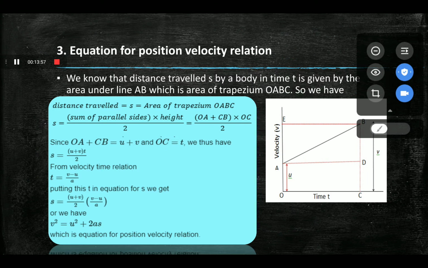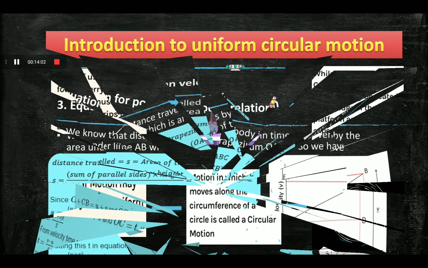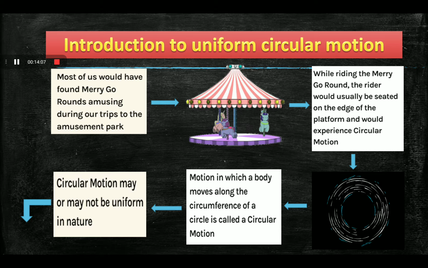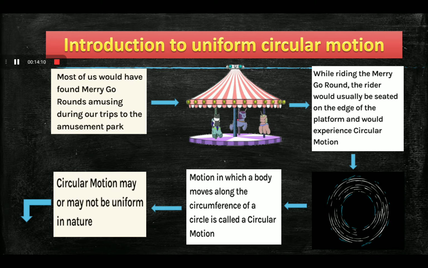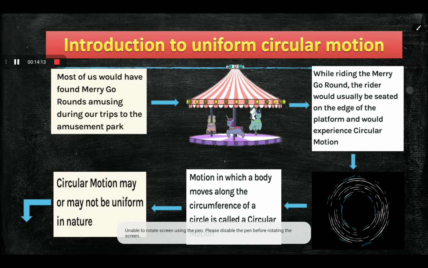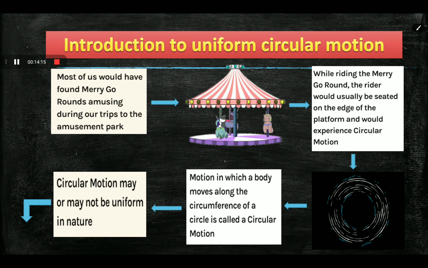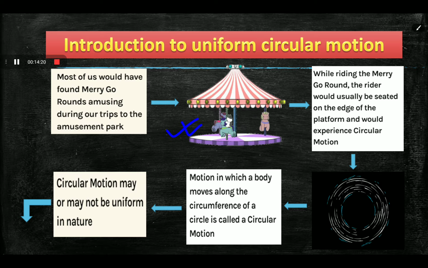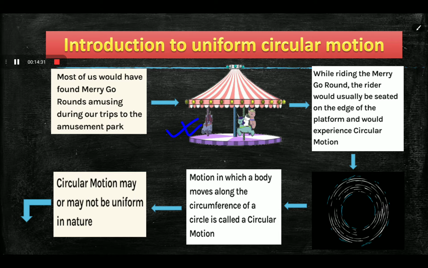Now in the next slide, the last topic of this chapter, that is uniform circular motion. So we will go step by step to understand this. Here we generally go to the merry-go-round, as you can see here. We know that it moves in a circular path, and when it moves in a circular path, then it experiences circular motion.